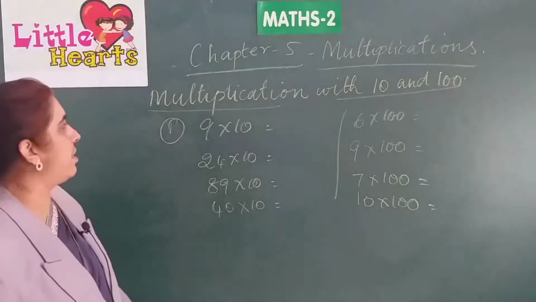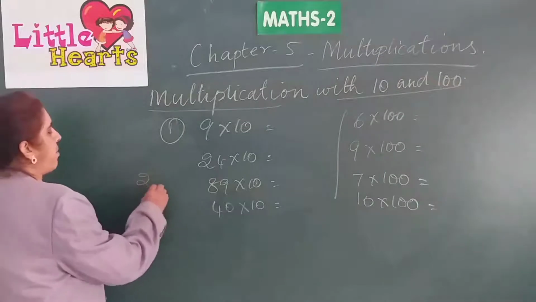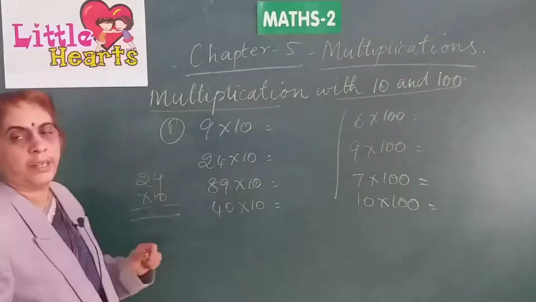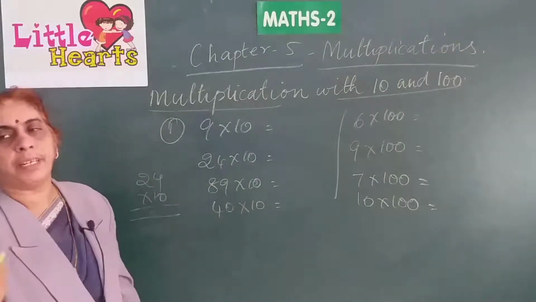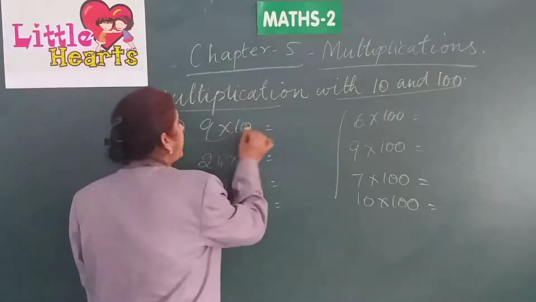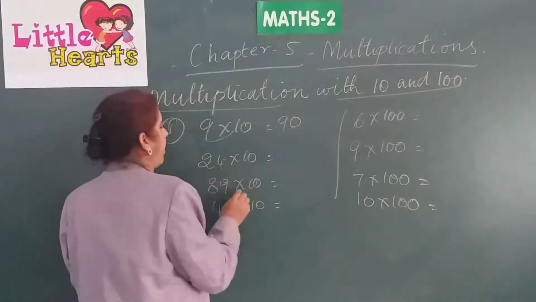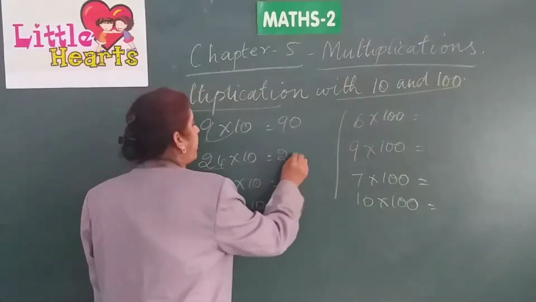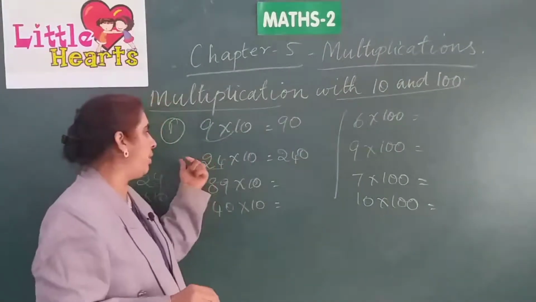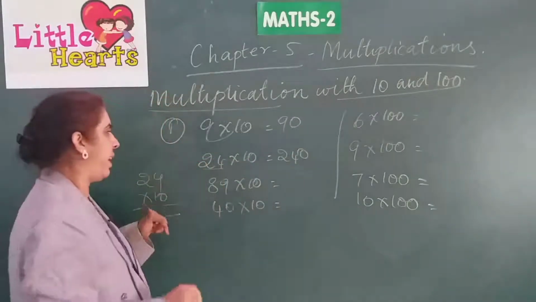Yes, children, let us go with the multiplication with 10 and 100. You need not directly multiply like 24 into 10. There is a small trick here. Whenever you multiply any number by 10, just put a 0 beside the given number. 9 into 10 is 9 followed by a 0, that is 90. 24 into 10, 24 followed by a 0, 240. The given number is followed by a 0 when you multiply it by 10.